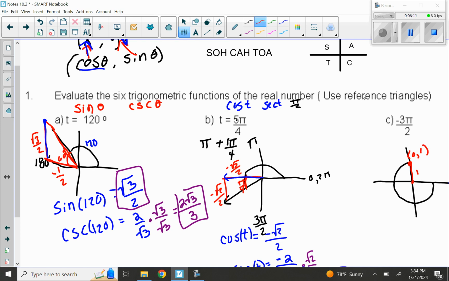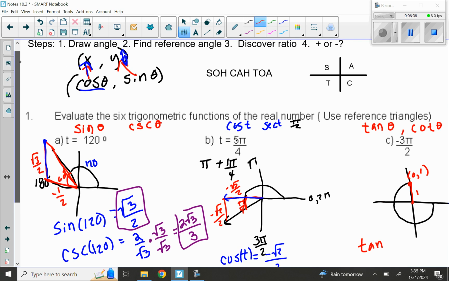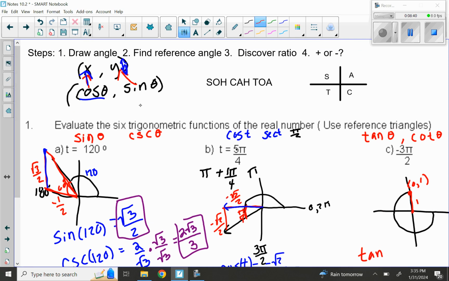So if I am going to do tangent of theta and cotangent of theta, if I want to find tangent, well, this is where we are actually going to use our trig ratio. Sorry, not our trig ratio. One last connection from here.